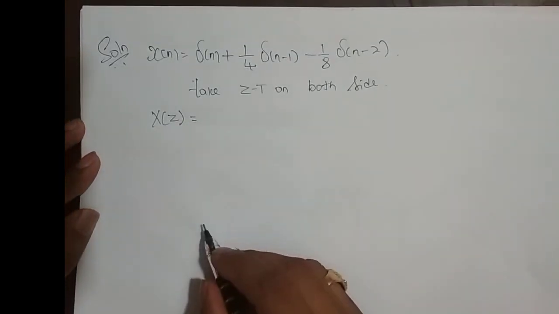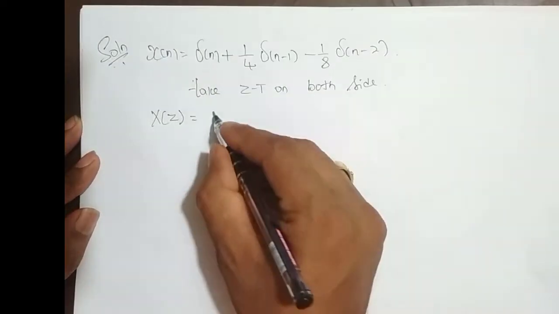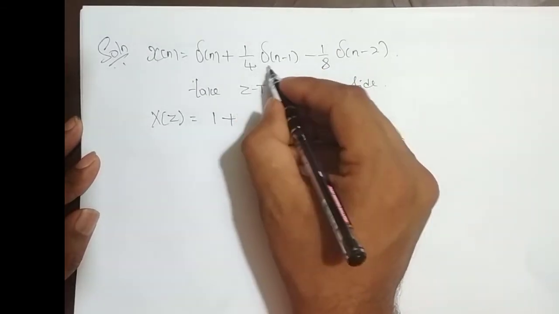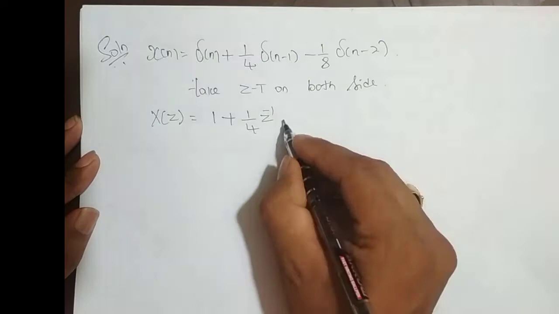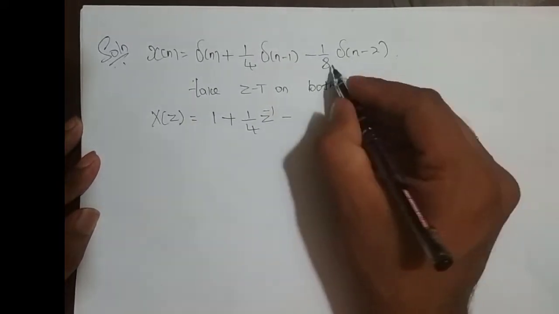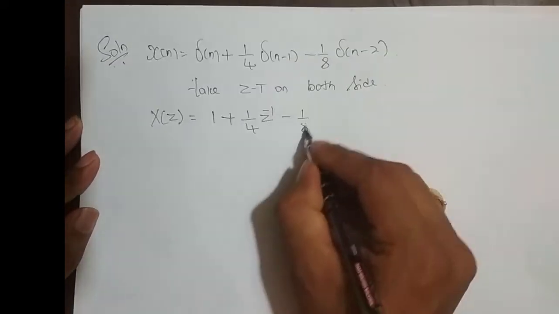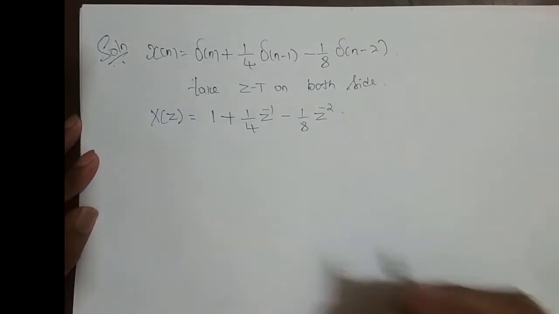It is equal to: what is the z transform of delta of n? It is 1. Plus, what is the z transform of 1 by 4 delta of n minus 1? It is 1 by 4 into z power minus 1. Minus, what is the z transform of 1 by 8 delta of n minus 2? It is 1 by 8 into z power minus 2.